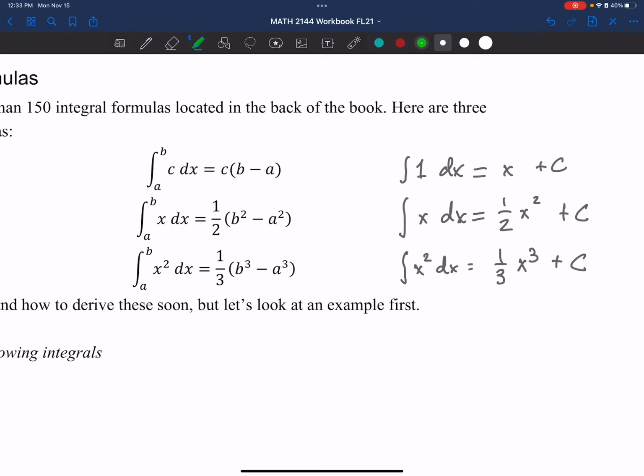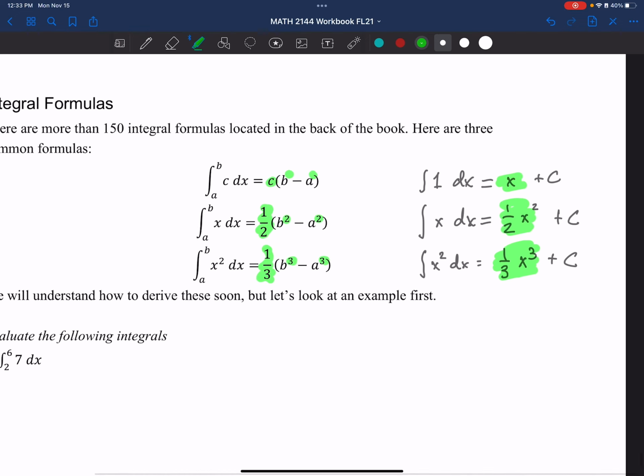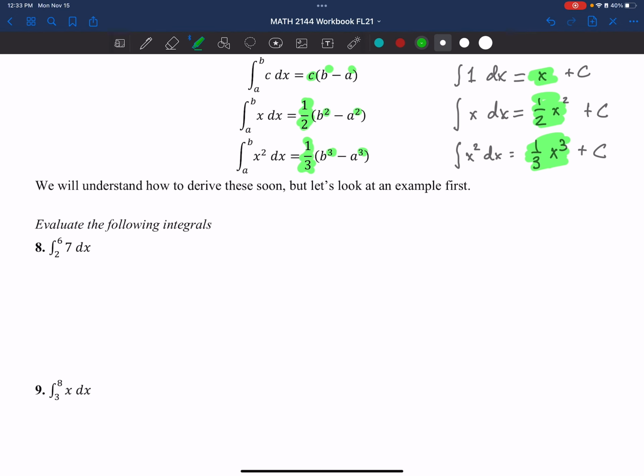So hopefully you're noticing, or I want you to notice right here, these are showing up kind of as formulas here. x to the 1. So I will not provide these formulas, but they're just antiderivatives. And we'll explore more of that idea of why it's b minus a in the next chapter. For now, we'll just look at them in terms of formulas. So we'll understand how to derive these soon, but let's look at some examples first.